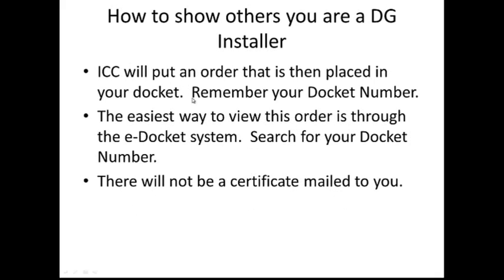And what happens then is the DG installer has been approved. The ICC will put an order into your docket. So your docket number is in essence the actual location where your order that shows you being a DG installer is at. So when you do a bid on an install, you can reference that you are accredited through this Illinois Commerce Commission, and then you can reference your docket number. There will not be a certificate mailed to you. It will just be a single docket number that then has an order inside of there that shows that you have been accredited.